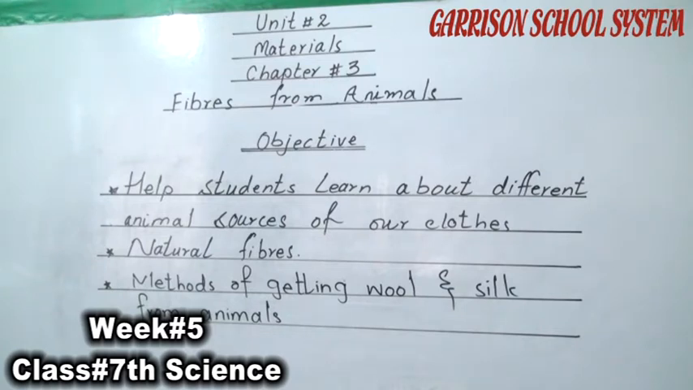So, first of all, I will tell you about wool. From where do we get wool? We get wool from the animals, from the skin of animals like goat, sheep, camels, yak and many others. I'll tell you what wool is.